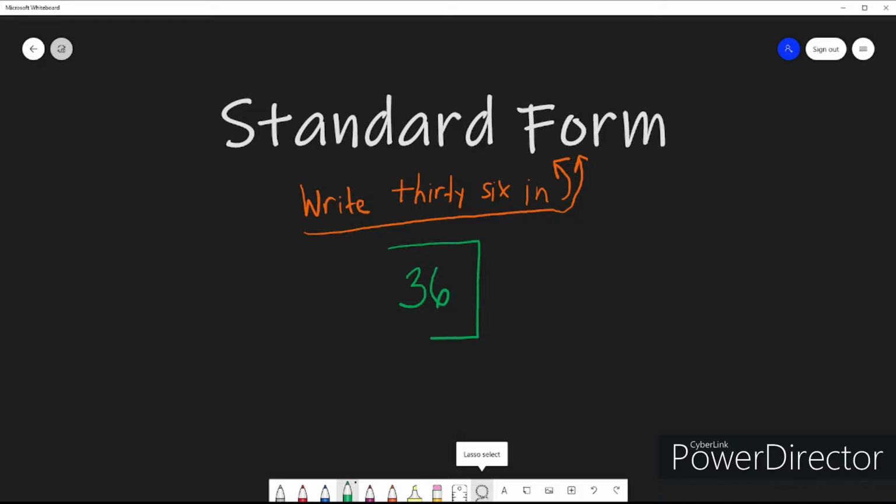And this ends our lesson. We went over the place value chart. We went over standard, word, and expanded form. And we've found how important it is to be able to write our numbers in different ways.